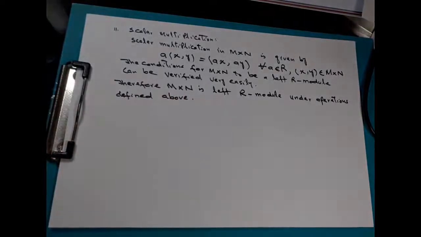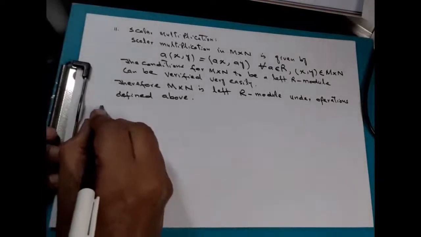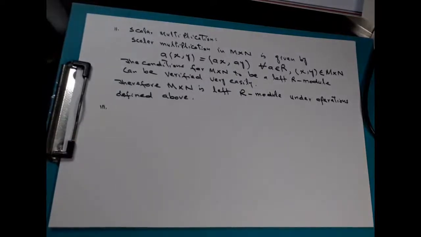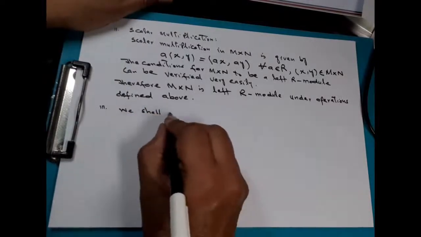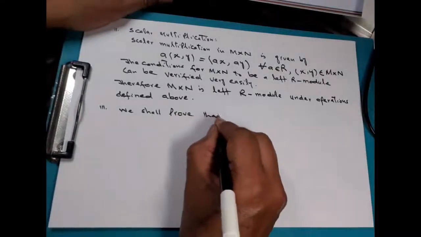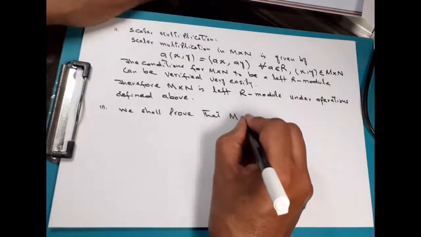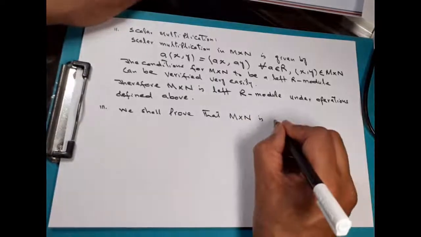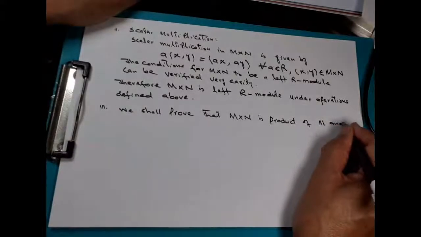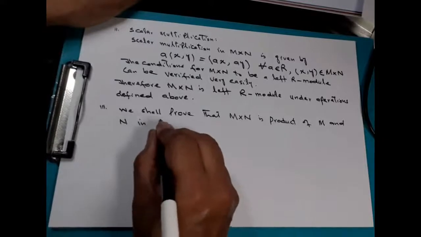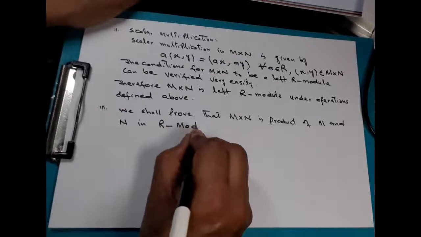So in brief, this was the left R-module structure of M cross N. Now we will prove that this particular left R-module M cross N is the product in the category of left R-modules. So we shall prove that M cross N is the product of M and N in the category of modules. So this is what we are going to do.